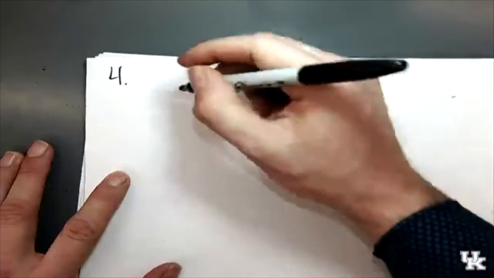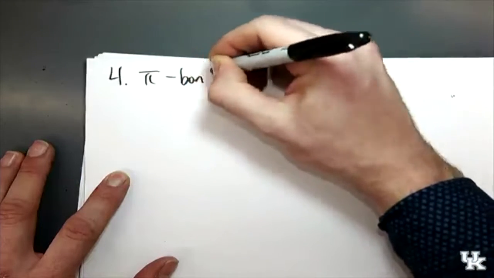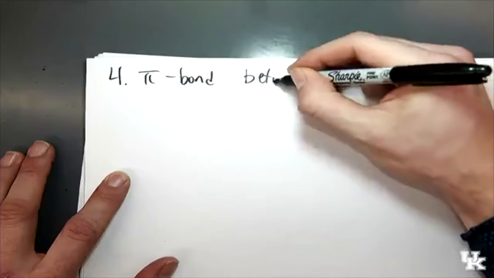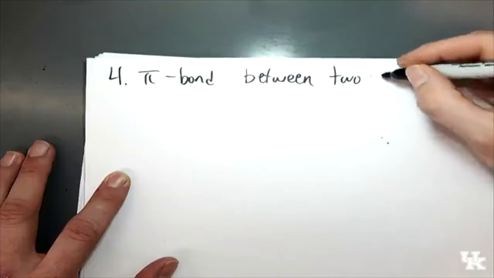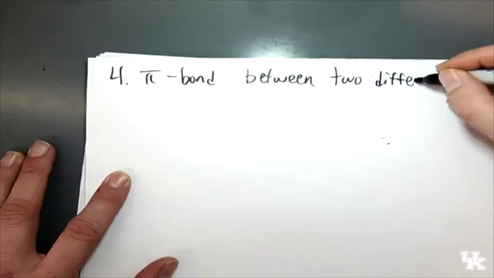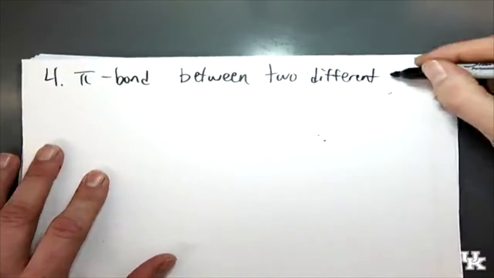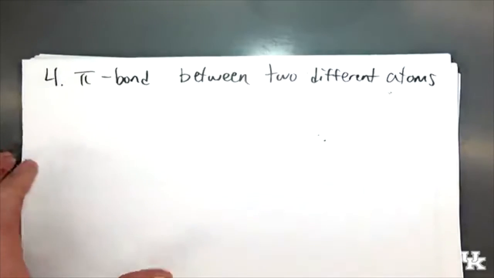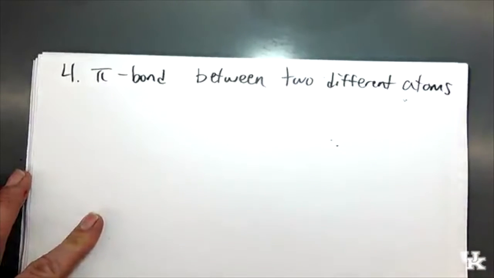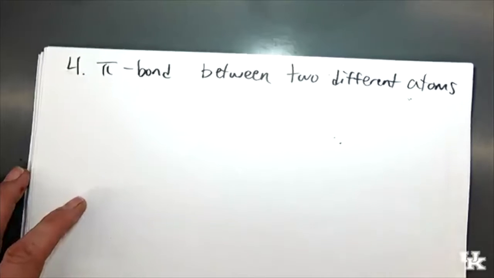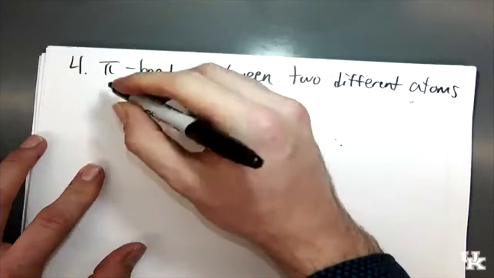The fourth type of resonance in this series, the fourth pattern here, is whenever you have a double bond between atoms of different electronegativity. So we'll just say pi bond between two different atoms. All right, hopefully you can read my writing. If not, just yell at me later. Okay, so a pi bond between two atoms of different electronegativity sounds complicated, but it's really not.